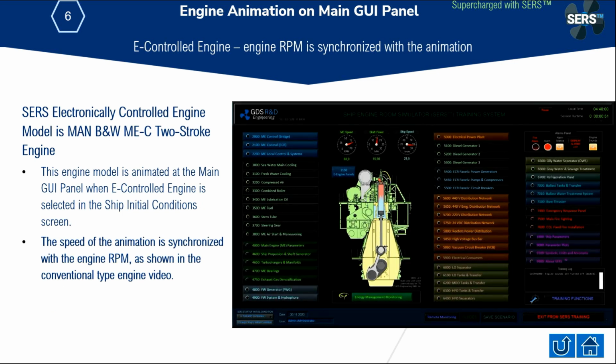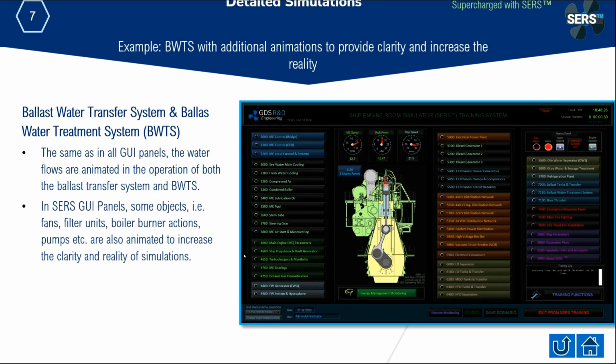And this is also the same for the electronically controlled engine. The previous one was the conventional type of engine. Because this one doesn't have a camshaft and is an electronically controlled engine, we still have the model animated. So it's good to see that something is moving there, and that it is synchronized with the ME speed. That's a good thing, I think. So with some animations, the simulator can be enhanced.